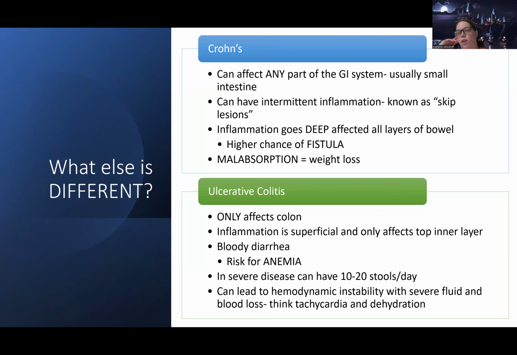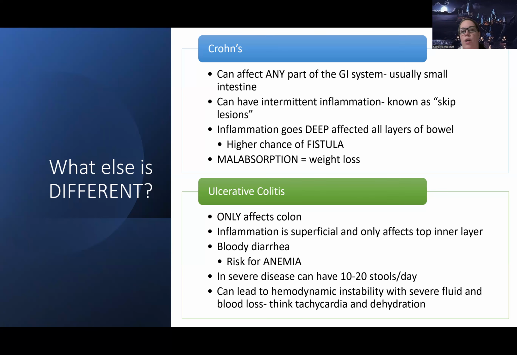So Crohn's is different in that it can affect anywhere in the GI system. So it could be up in the esophagus, the stomach, the small intestine. It can go into the large intestine and the colon. You're most commonly going to see it in the small intestine, but it can affect anywhere. It has intermittent inflammation. So in other words, it's what's also called patchy inflammation or skip lesions, where you might have a little inflammation here, a little inflammation there. Like it's not in a row. They're random areas or sections of inflammation.